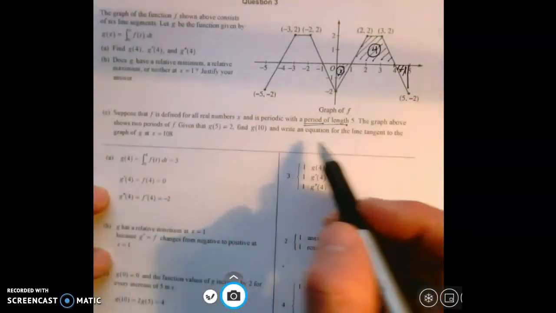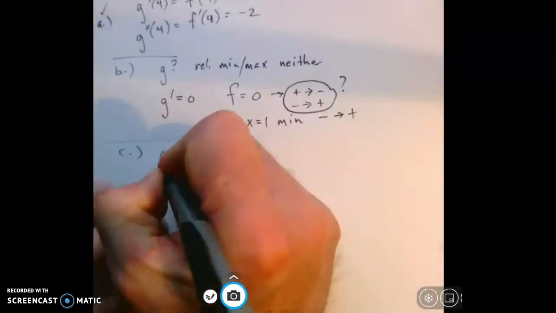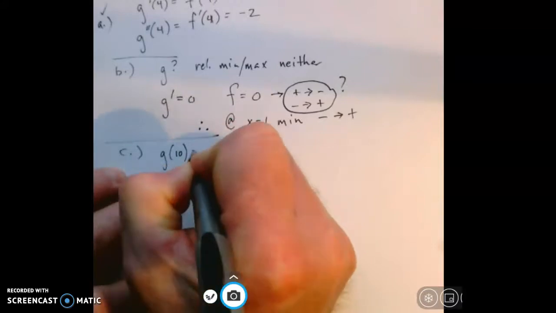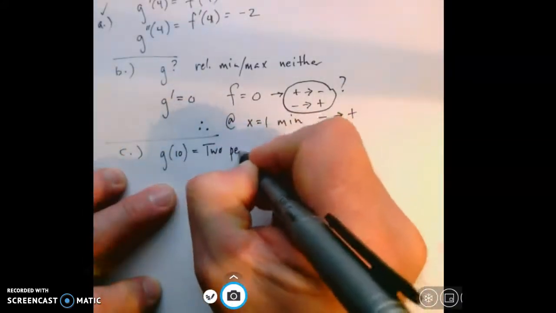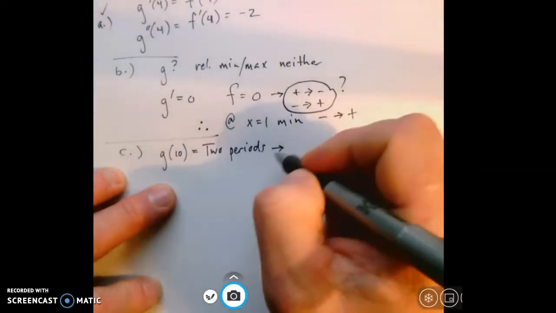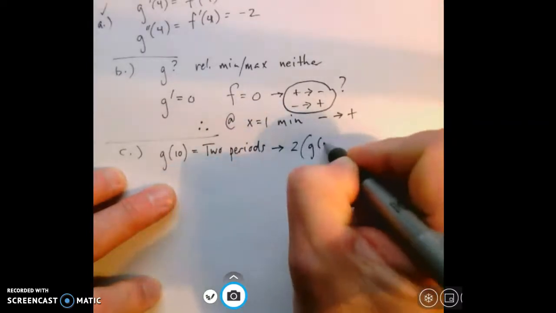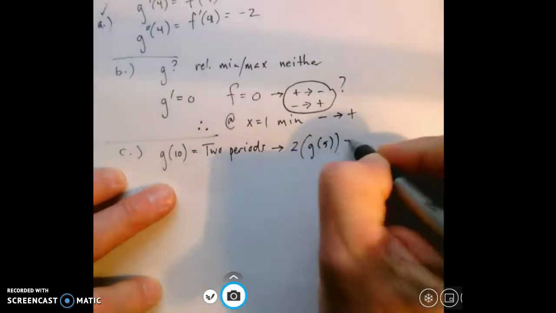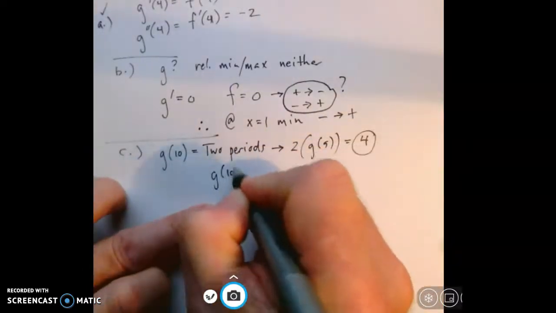Find g of 10 and write an equation for the line tangent to the graph of g at 108. So g of 10 is the same thing as going 2 periods. Which means g of 5 is 2, so 2 times g of 5, that's my 2 periods, is 2 times 2, or 4. So g of 10 equals 4.